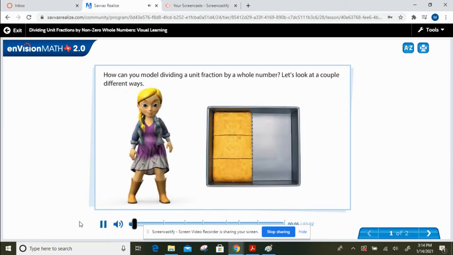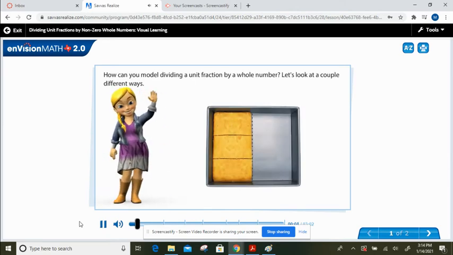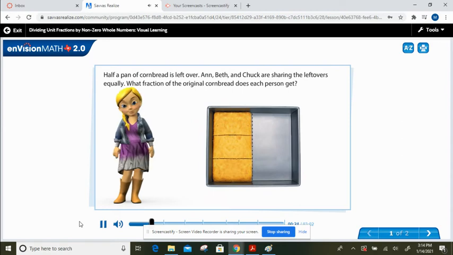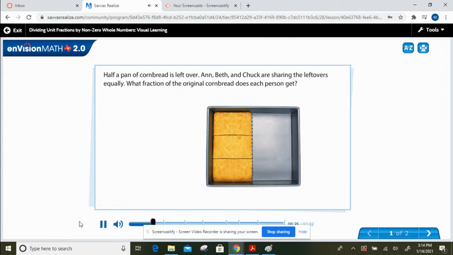How can you model dividing a unit fraction by a whole number? Let's look at a couple different ways. This cornbread can help show us some ways, and it's delicious too. Yum! Half a pan of cornbread is left over. Anne, Beth, and Chuck are sharing the leftovers equally. What fraction of the original cornbread does each person get?